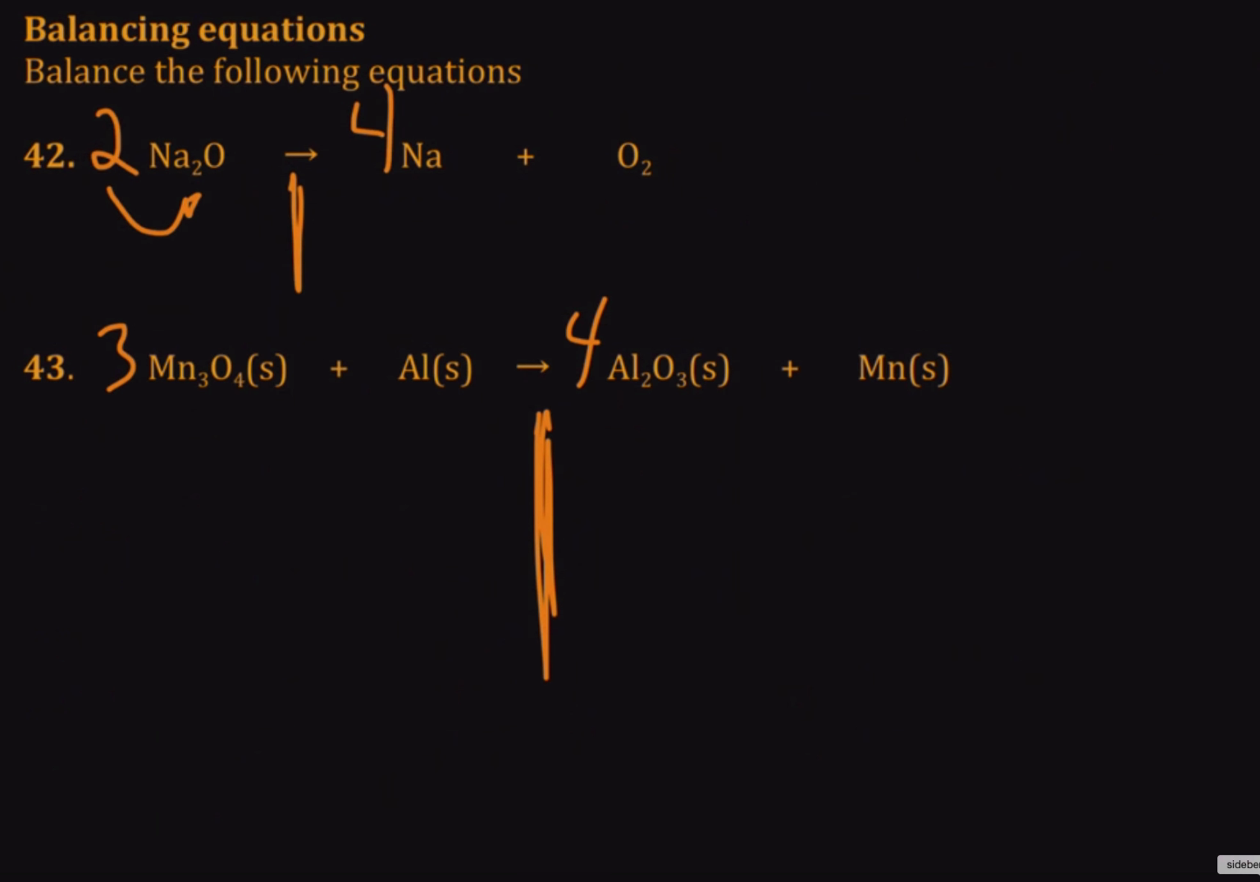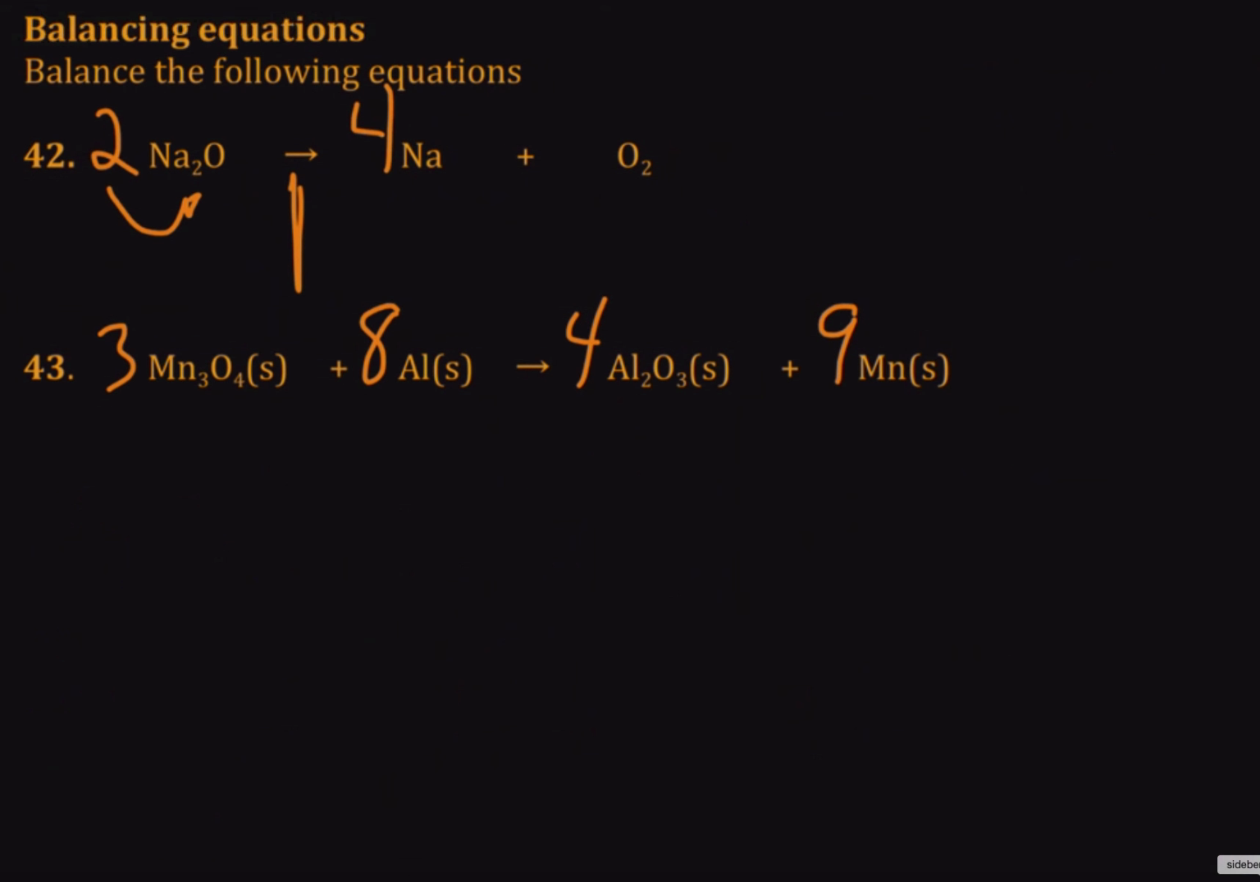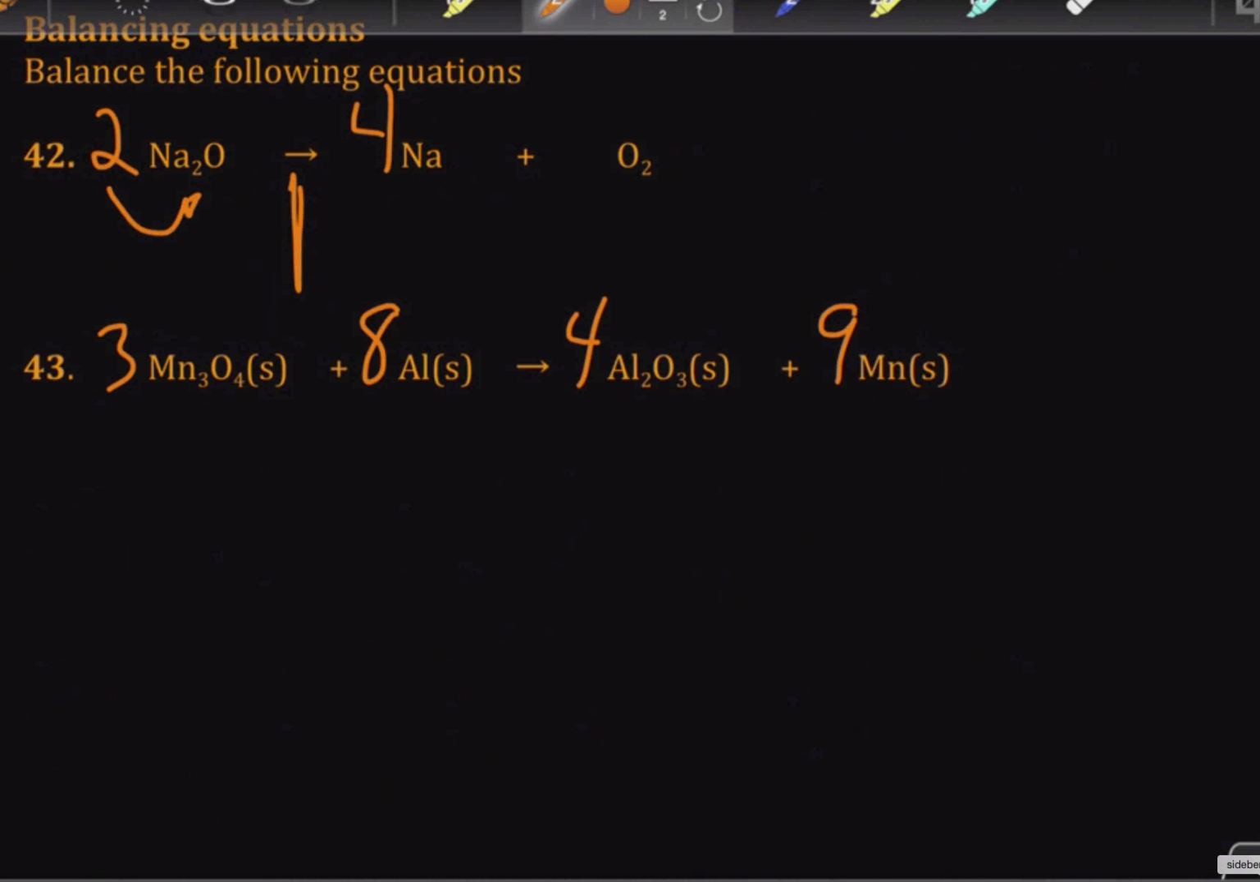Now I've got to look at the other elements. Well, I did 3 here, which means there's 9 manganese on the left. So I put a 9 over here. That takes care of that. And I put a 4 in front of this. 4 times 2 is 8, so I've got to put an 8 there to balance out the aluminums. So that takes care of that. So 3, 8, 4, and 9 are the coefficients that balance those equations.